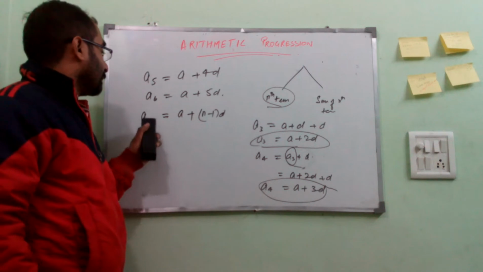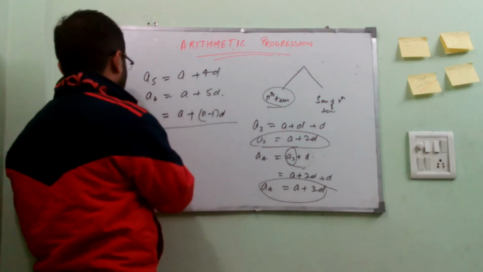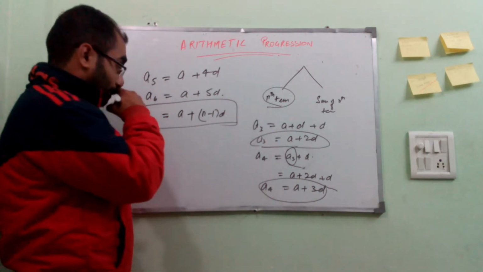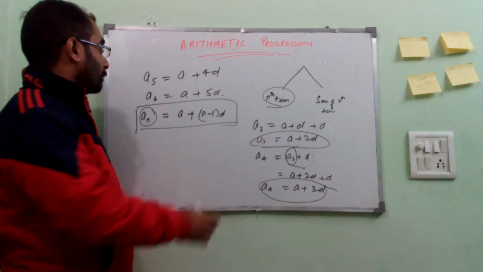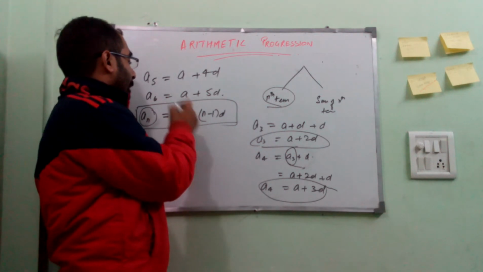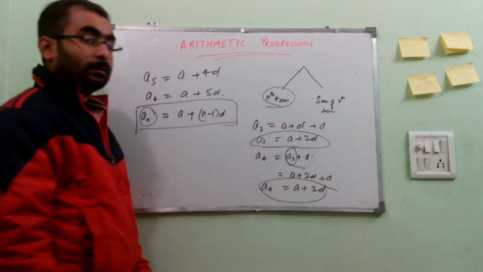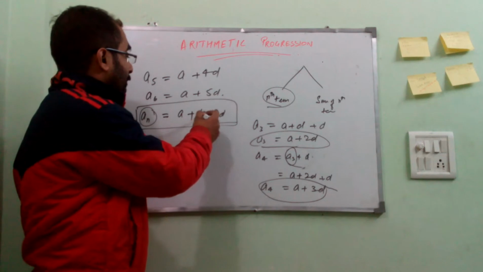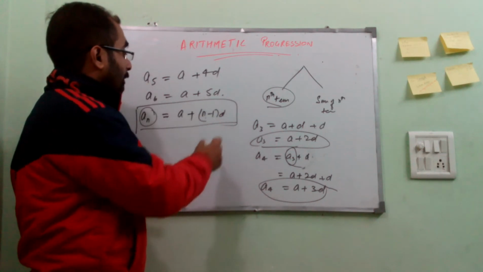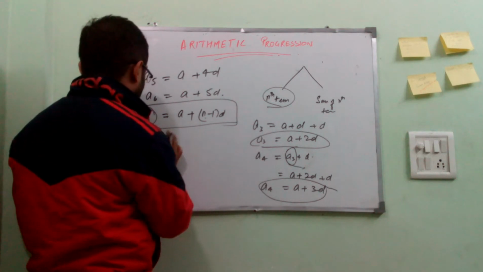So if it is 10, then it is A plus 9d. So we got a conclusion. We made a formula that to find the value at the nth position, what we have to do is put the value of the first term and then n minus 1, one position prior, into d. D is the difference. So we'll come back to the question.